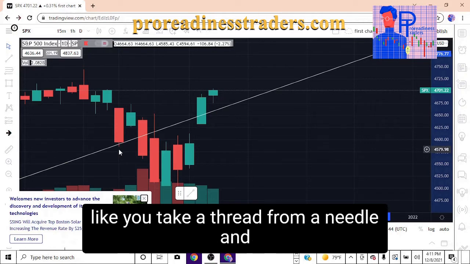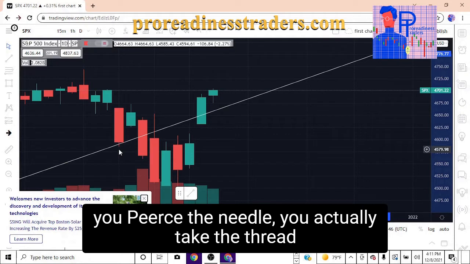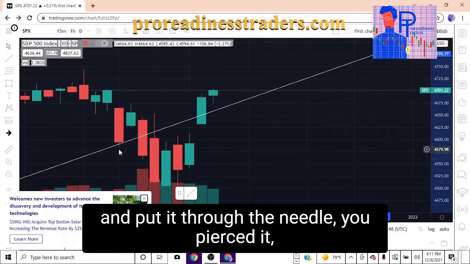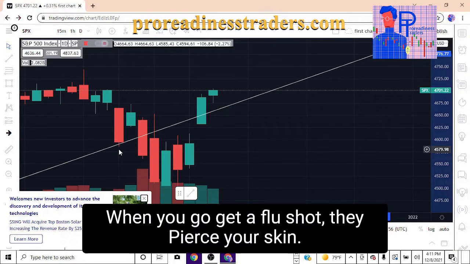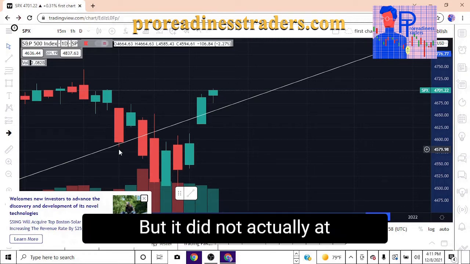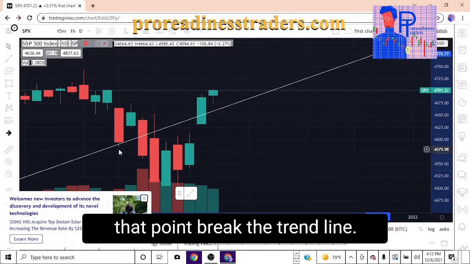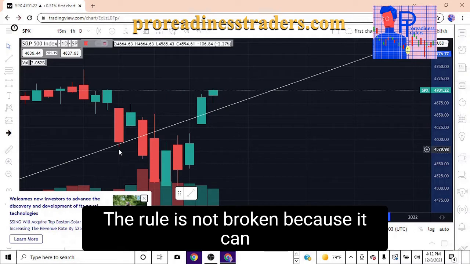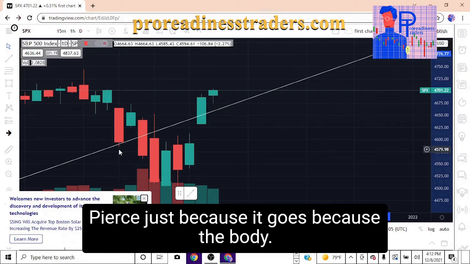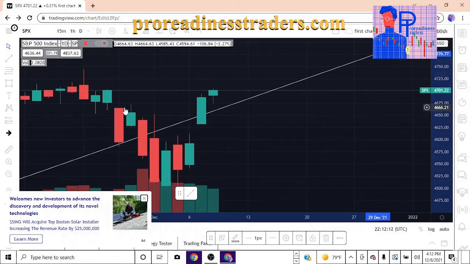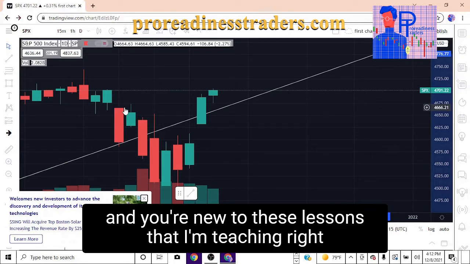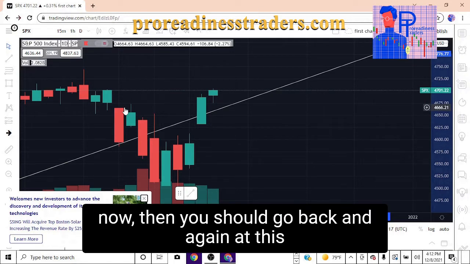A pierce is just like taking a thread and putting it through a needle. You pierce a hole, like getting a shot. When you get a flu shot, they pierce your skin, right? But at that point it did not actually break the trend line. The rule is not broken because it can pierce, because the body, and we talked about the body in a previous lesson. If you want to understand candlesticks and you're new to these lessons, then you should go back.